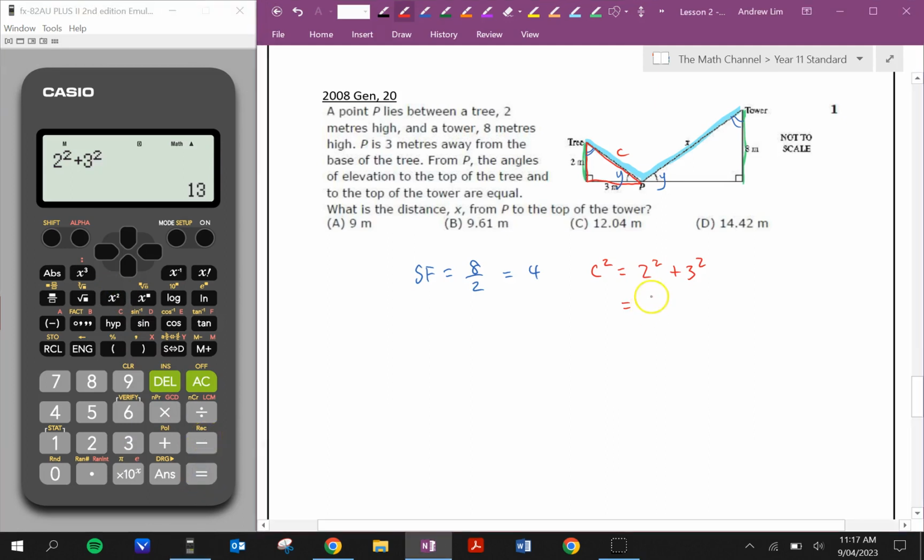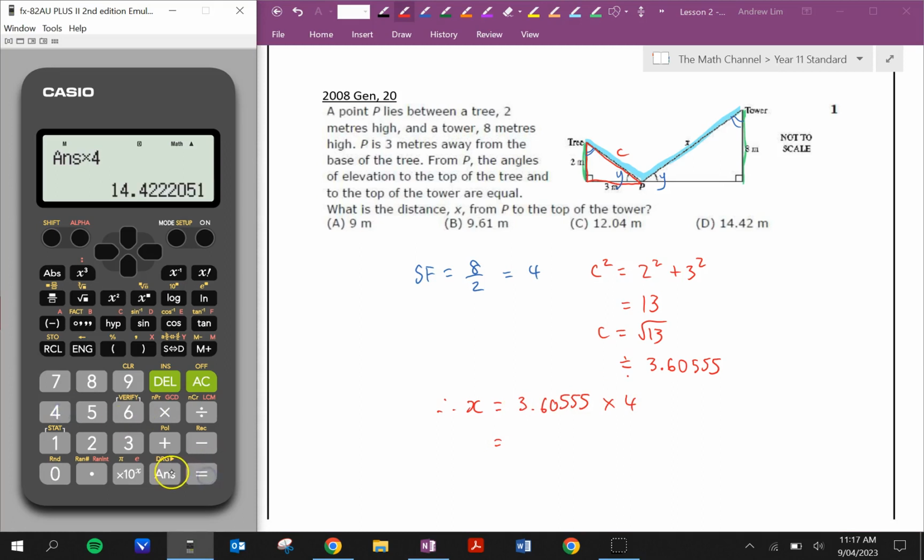Which is 13. So C is equal to the square root of 13, which is about 3.6. Okay, I might do it to a few more decimal places: 3.6055. All right, so now we've done that, we know that x therefore has to equal that length, the smaller corresponding side, times the scale factor. So I'm going to multiply this by 4 to give me 14.42 meters. D.